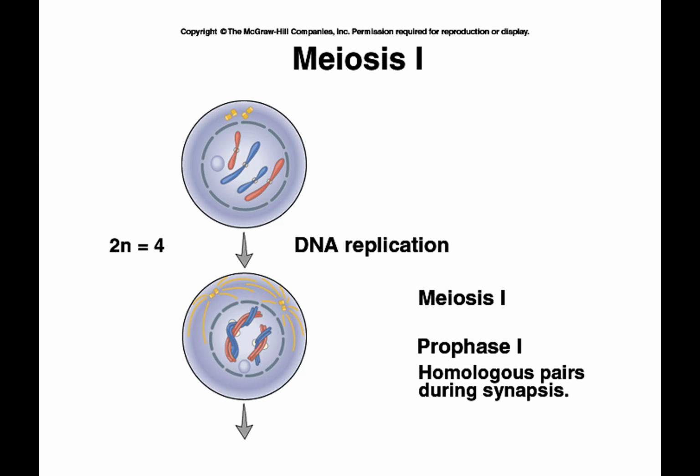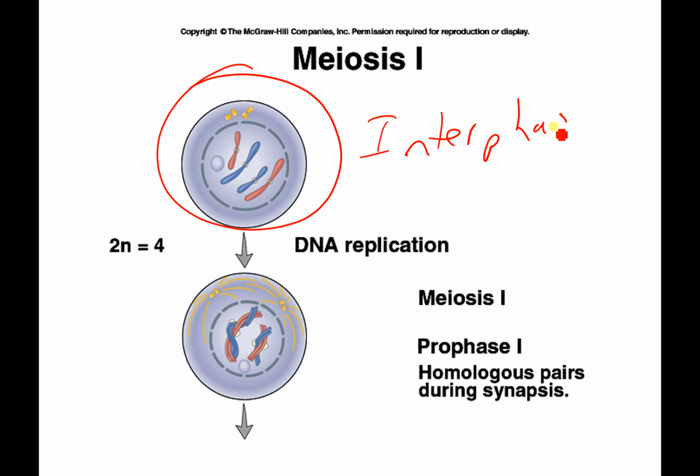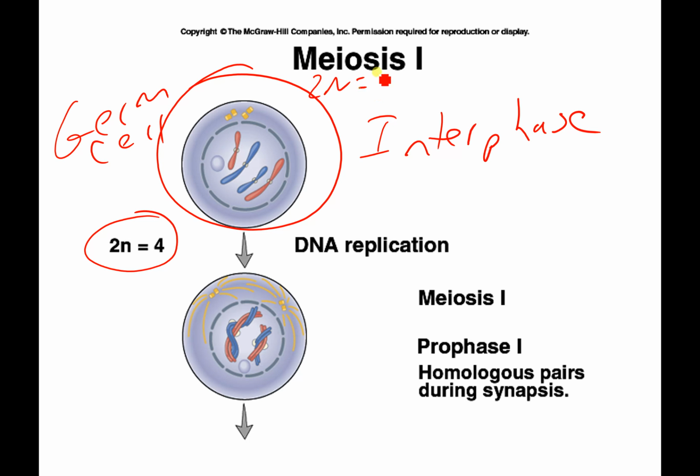So here we see a cell that's probably in interphase. Remember, actually in interphase, we couldn't see the DNA because it's going to be in the form of chromatin. This cell is a germ cell. It's 2n equals 4. Remember, in a human, it would actually be 2n equals 46. You should be able to see 46 single-stranded chromosomes, again, if you could see them.